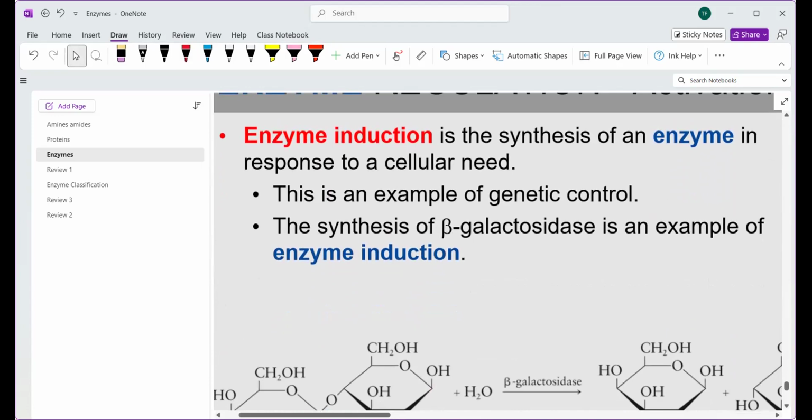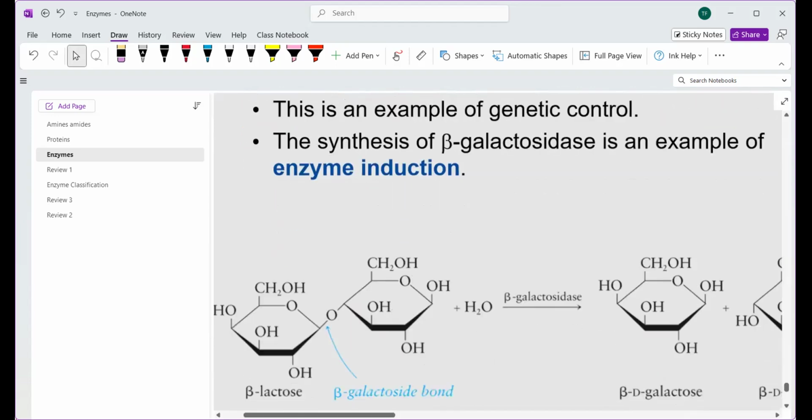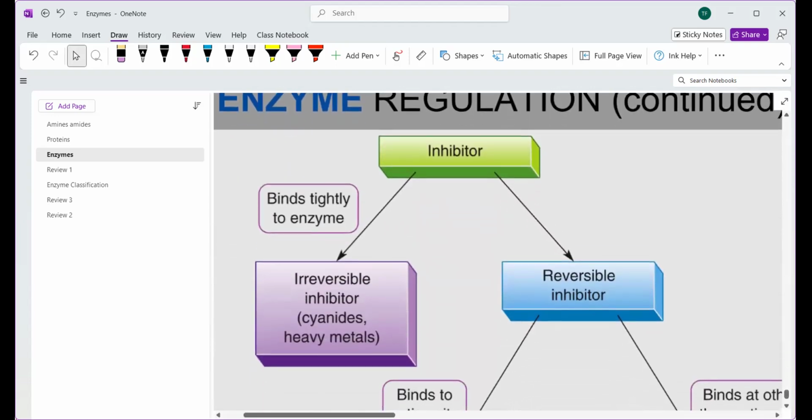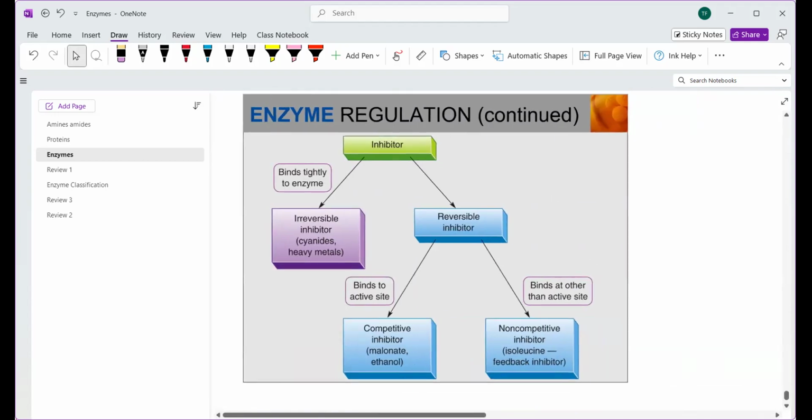Sometimes during these pathways, the organic pathways in our body, the regulation is done by what's called enzyme induction, where our body will actually synthesize the enzyme that it needs for something to happen. So enzyme regulation is an extremely important process in our body. Things can be inhibited both reversibly and irreversibly.